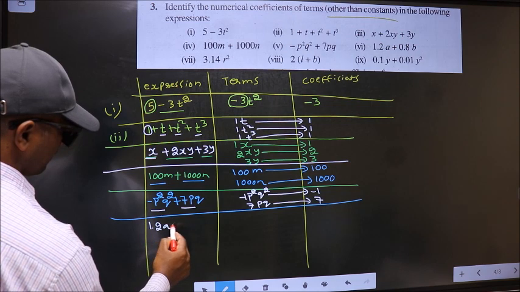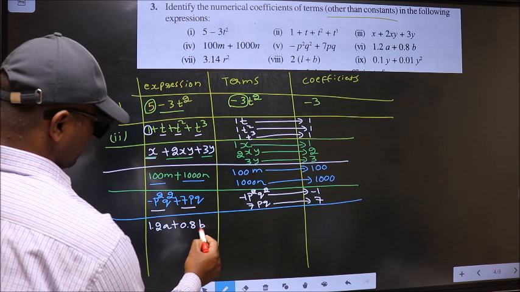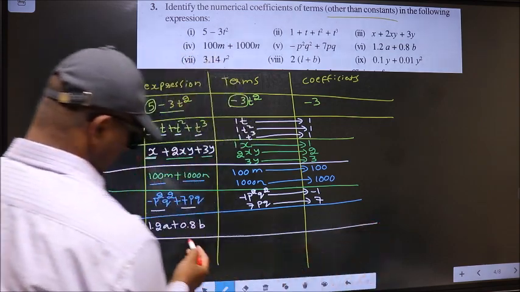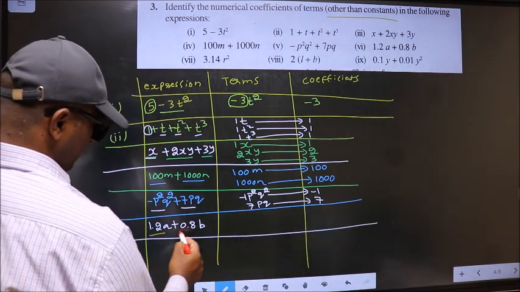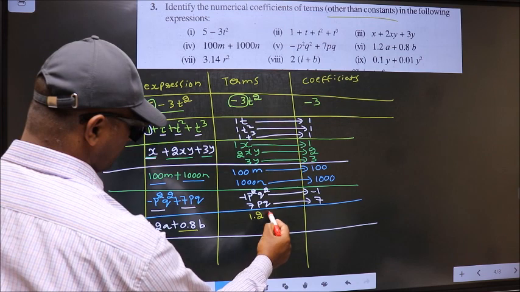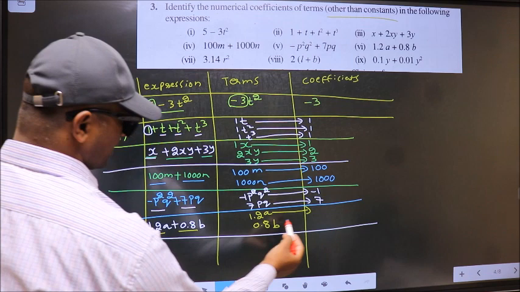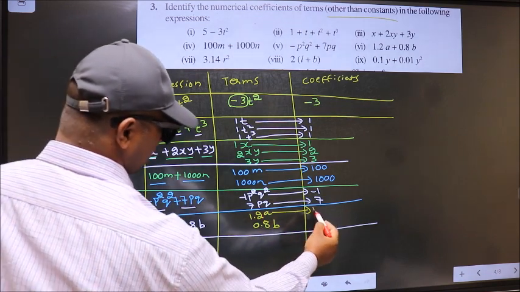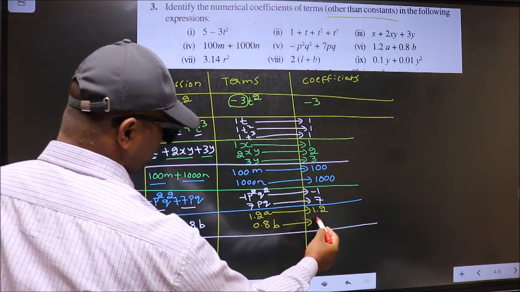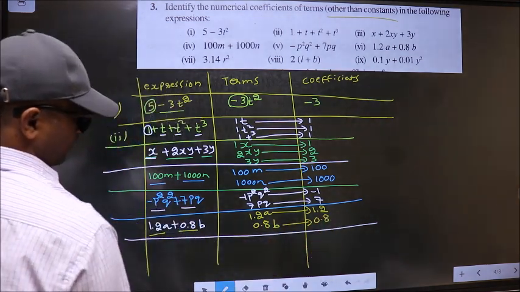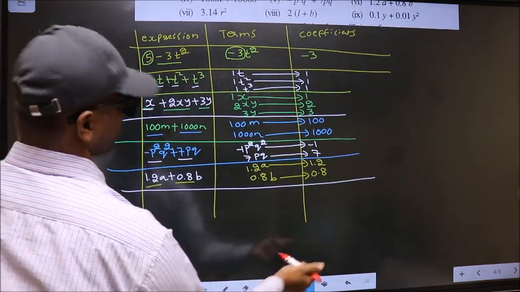Next, 1.2a plus 0.8b. In this the terms are 1.2a and 0.8b. Here the coefficient is the number before the letter, that is 1.2, and here the number before the letter is 0.8. That's it.